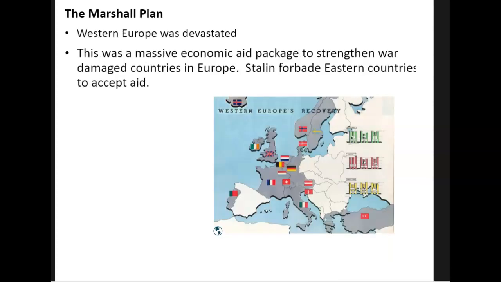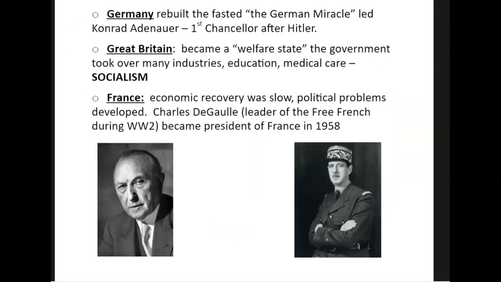The Marshall Plan came out of this, and it's kind of a rebuild Europe plan. Europe is devastated after the war. There's a massive economic aid package to strengthen the war-damaged countries of Europe. We offered it to everybody, including the Soviet Union. Stalin forbade any of the states under his control to accept any of this aid. Germany rebuilt faster. They called it the German miracle.